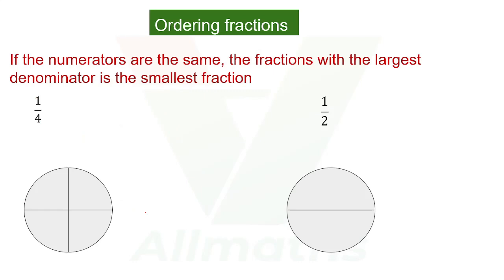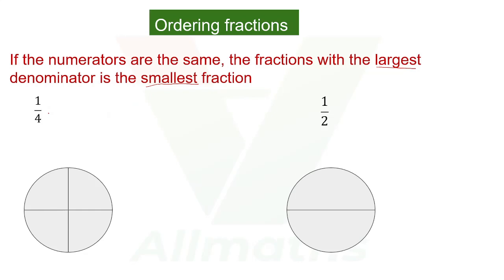Now, the second rule says if the numerators are the same, the fraction with the largest denominator is the smallest fraction. This is kind of reversed. The largest denominator happens to be the smallest fraction. Let's explain this. Now, these are the fractions 1/4 and 1/2. They both have the same numerator of 1 each.